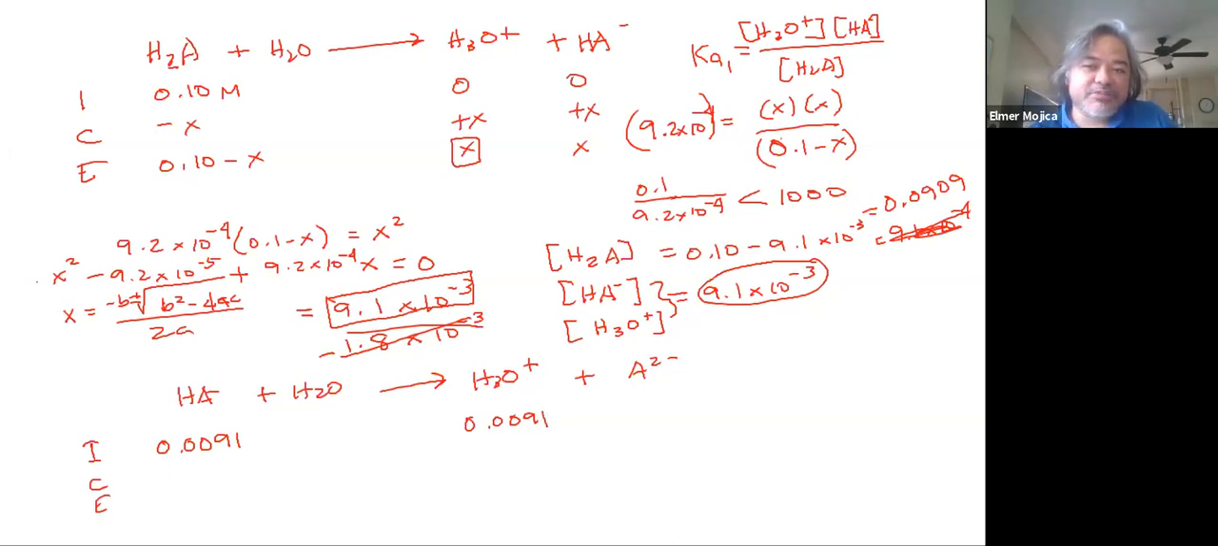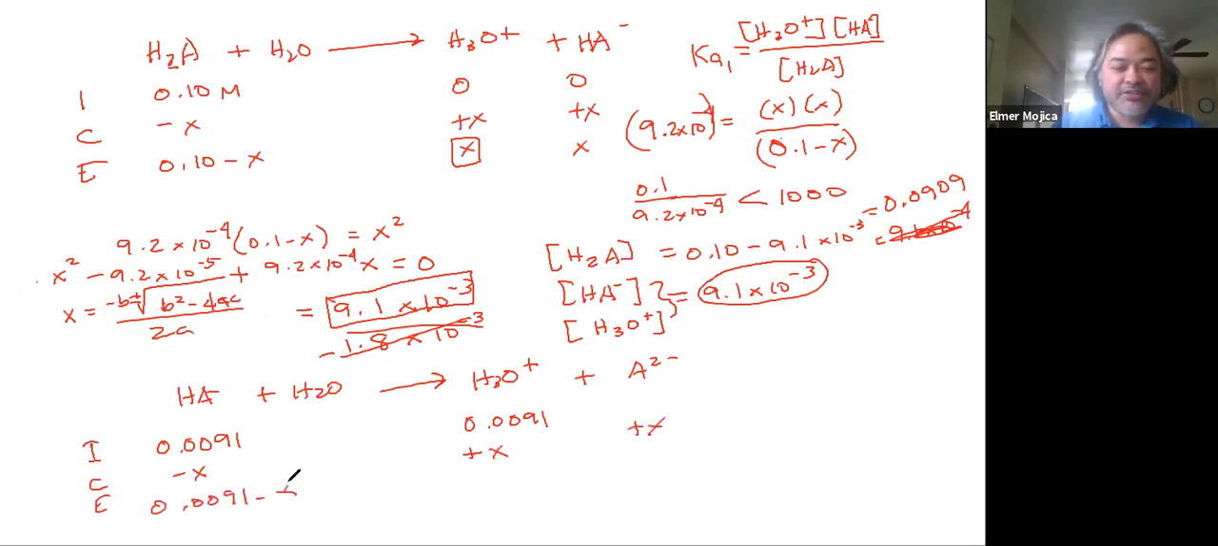Where do I get those numbers? That came from the previous dissociation. So what happened, the changes that you have, this is minus X, this is plus X, this is plus X. And you have your 0.0091 minus X, and then you have 0.0091 plus X, and you have X.